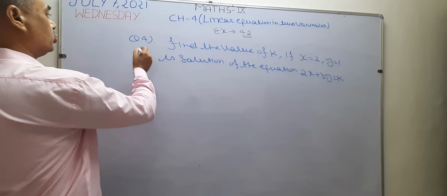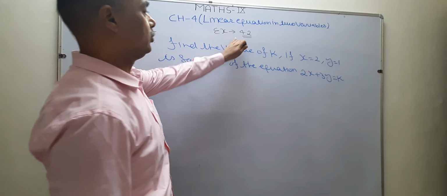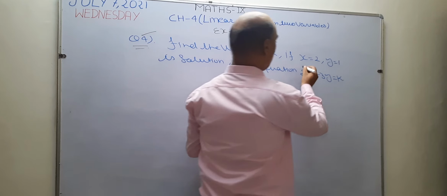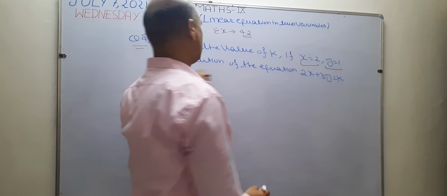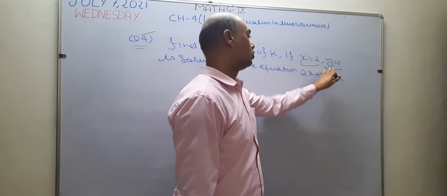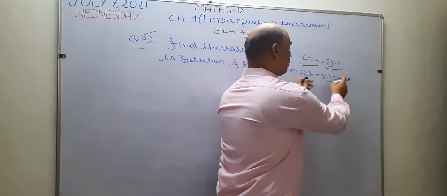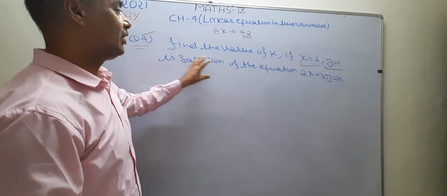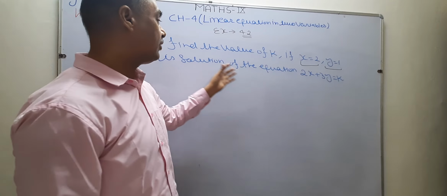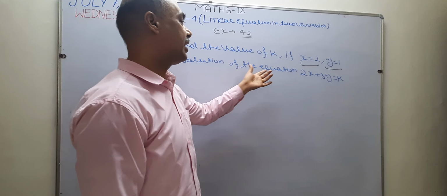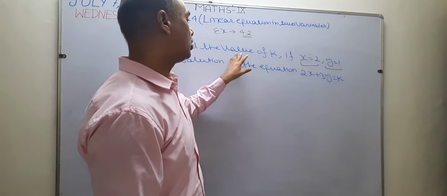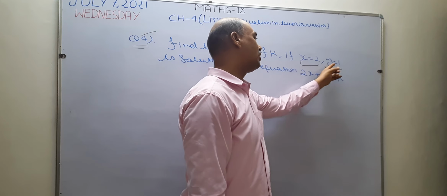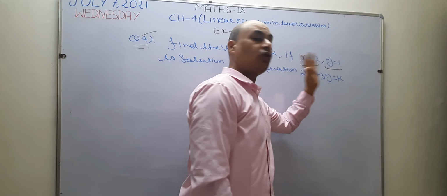Now I want to solve the last question, question number 4 of Exercise 4.2. See what is given. In this question we have to find the value of k, if x equal to 2 and y equal to 1 is a solution of this equation. When these values are a solution, it means both the sides are already equal. As in the previous question, we check whether the given values are a solution or not. If left hand side and right hand side both become equal, then it is a solution of the equation.